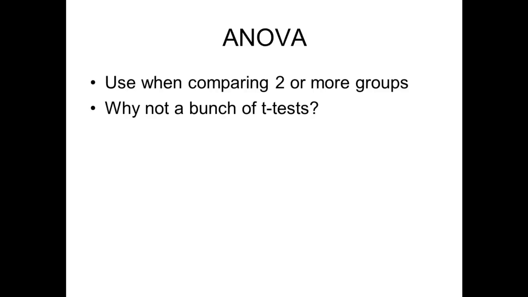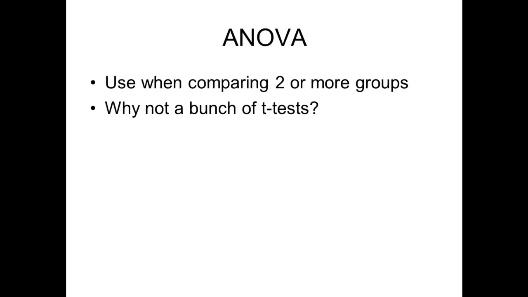The problem is that's really not a very good idea because of the type 1 error. Remember that there's a 5% chance that you're making a type 1 error with every statistic that you run. So if I was to compare those 3 groups with those 3 tests, it basically takes my 5% and times it by 3. So there would actually be a 15% chance that I'd be making a type 1 error with 3 separate t-tests. And in social science, we're not okay with that.